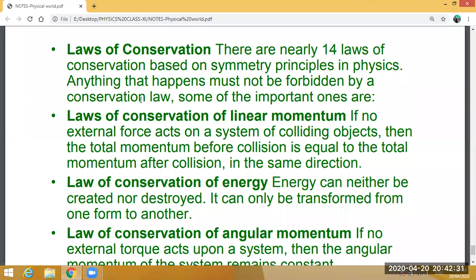Law of conservation of linear momentum: if no external force acts on the system of colliding objects, then the total momentum before collision is equal to the total momentum after collision in the same direction. This is the law of conservation of momentum. Next, law of conservation of energy: energy can neither be created nor destroyed. It can only be transformed from one form to another form.